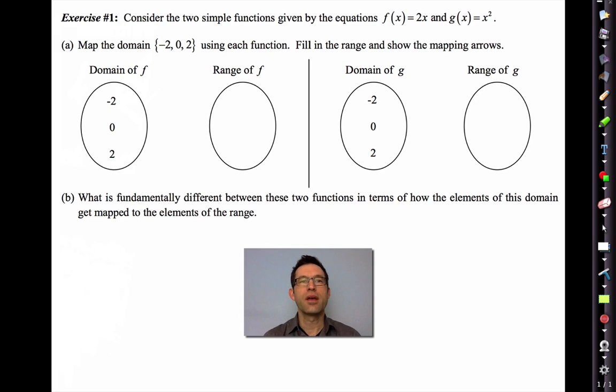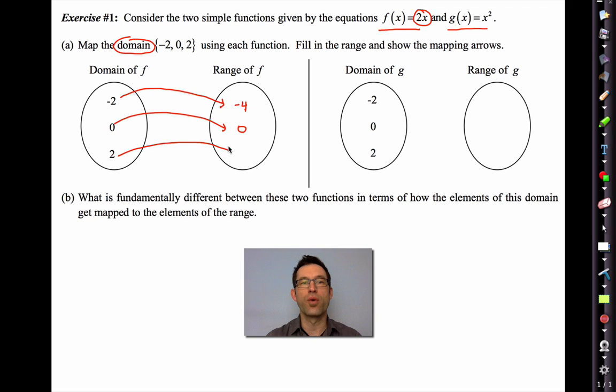Exercise number 1. Consider two simple functions given by the equations f of x equals 2x and g of x equals x squared. It says map the domain, there's our term domain, -2, 0, 2 using each function. Fill in the range and show the mapping arrows. All right, well, let's do f. Now remember, all the rule for f says is take the input and double it, multiply it by 2. So -2 will go to -4, 0 will go to 0, and 2, of course, will go to 4.